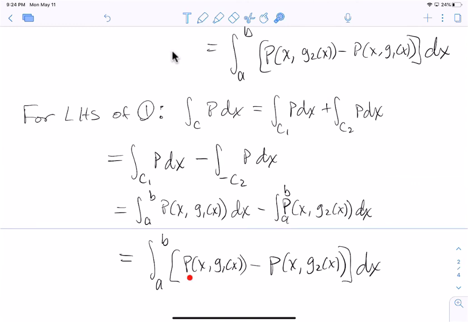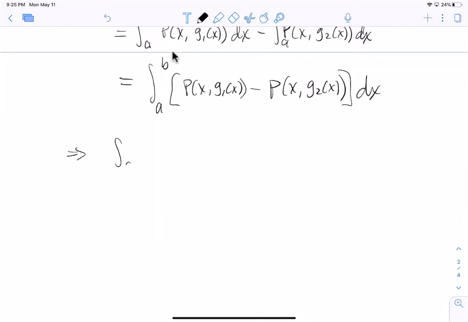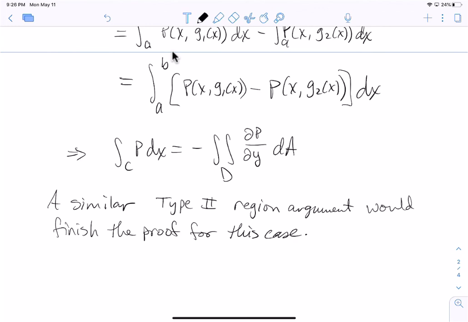Now, look what we've done. Here we've got x, g1 of x as the argument first and x, g2 of x as the argument second. But in our previous work, when we looked at the right-hand side, we had x, g2 of x as the first argument and x, g1 of x as the second argument. These started out with the right-hand side of the equation that we started with and the left-hand side. Therefore, it follows that the integral over C of P dx must be the negative of the double integral over D of the partial of P with respect to y dA. A similar type 2 region argument would finish the proof for this case.